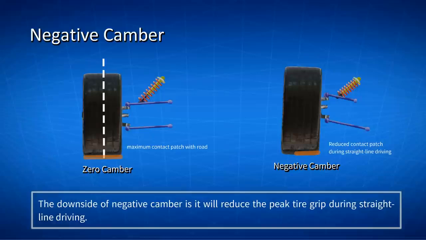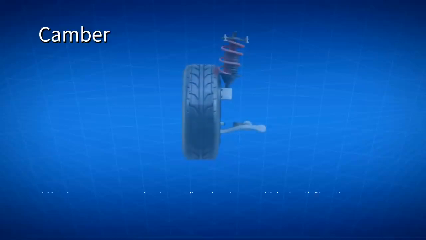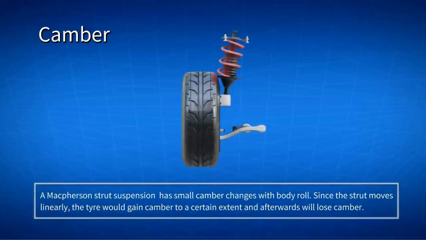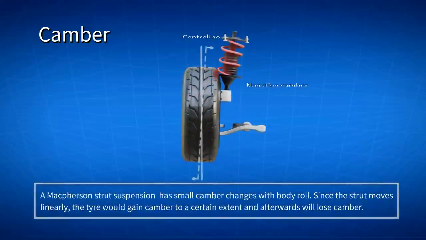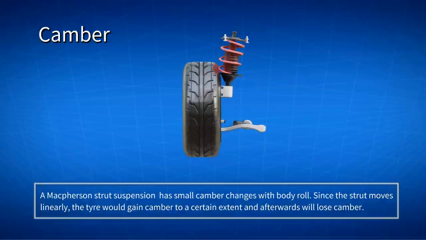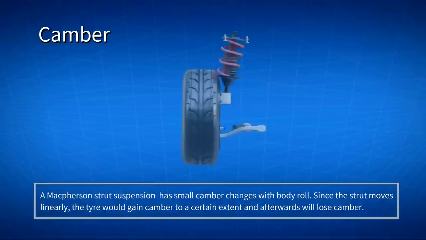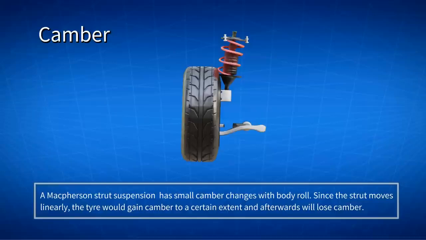Different suspension designs will have different camber gain curves. For example, a McPherson strut suspension has small camber changes with body roll. Because the strut is moving linearly, the wheel gains camber to a certain extent and after that will start to lose camber. This could hamper a car's handling and experience a lot of body roll in cornering.